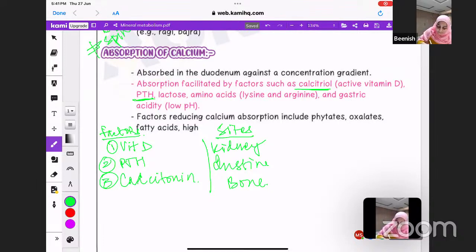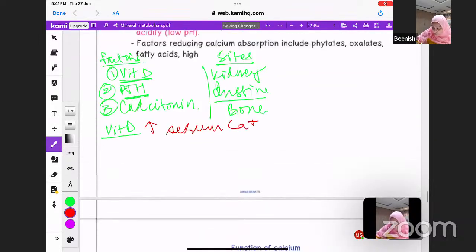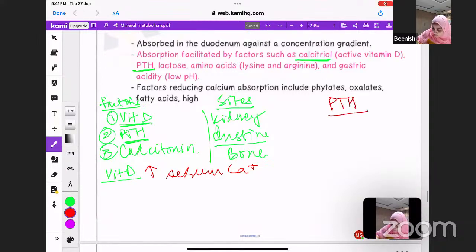Now, vitamin D and parathyroid hormone increase the intestinal absorption by increasing a particular calcium receptor and a calcium binding protein known as calbindin in the intestine. Okay, I'll write it. Vitamin D increases serum calcium, and parathyroid hormone also increases serum calcium.